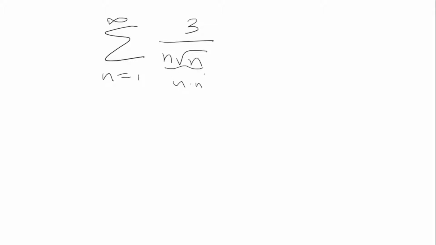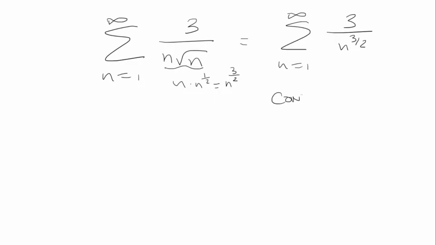We're given this sum from n equals 1 to infinity, and we want to see if this converges or diverges. So I can think of this as n times n to the 1/2, which is n to the 3/2 power. So I can rewrite this sum as 3 over n to the 3/2, and this is going to converge because of the p-test, and p here is 3/2, which is greater than 1.